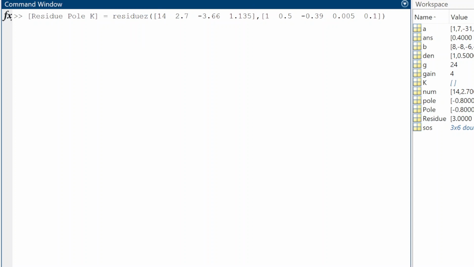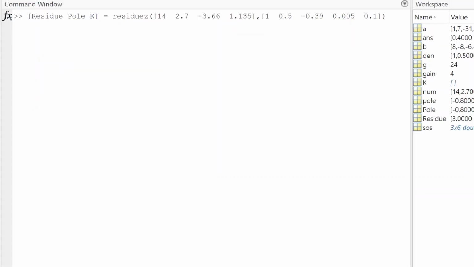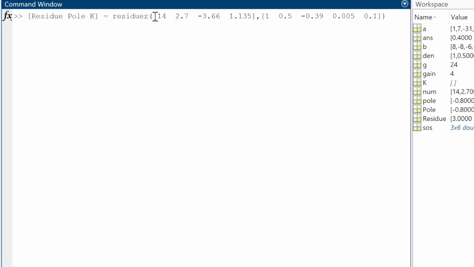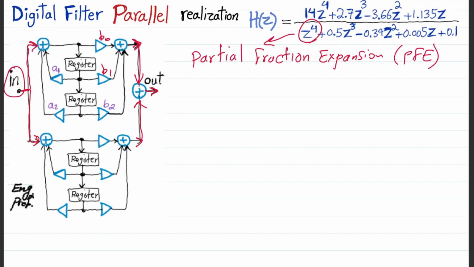Take a look at the coefficients in the numerator: 14, 2.7, negative 3.66, and 1.135. You can see that those 4 coefficients are already here. I have them: 14, 2.7, negative 3.66, and 1.135. And also 1.5, negative 0.39, and 0.005 and 0.1 are the coefficients from the denominator. If I switch back, you can see it. There you go.